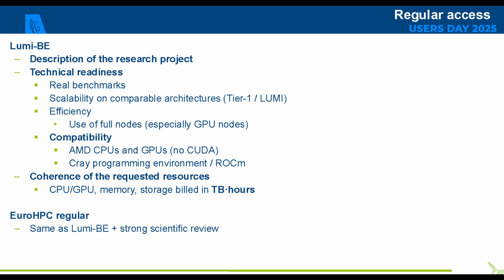So what is expected in this proposal? Well, at least for the LUMI-BE regular access, you need to first describe your research, what you are going to do with these resources, and then you have to demonstrate technical readiness with real benchmarks. You have to show as well the scalability of your system, how efficiently you are going to use the resources, and you also have to justify the resources that you are going to request in terms of CPU or GPU hours. For the EuroHPC regular call, it's pretty similar, except that you have a really strong scientific review on top of what you get for the LUMI-BE call.